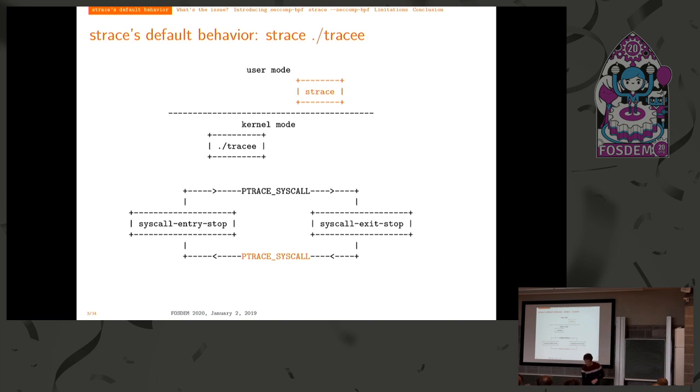So for instance, if my tracee starts, it's going to do some processing in user space. And then when it gets into kernel mode with a syscall, ptrace is going to stop the tracee with a syscall entry stop event, and then give control to strace in user space. Once strace is done processing this syscall entry, it's going to restart it again with ptrace syscall to stop at the syscall exit this time. So it's going to keep doing this. Every time you stop, you have two context switches, to and from strace in user space, and of course, two stops per syscall.